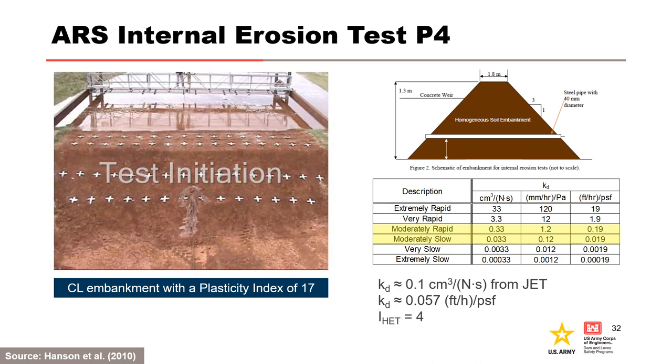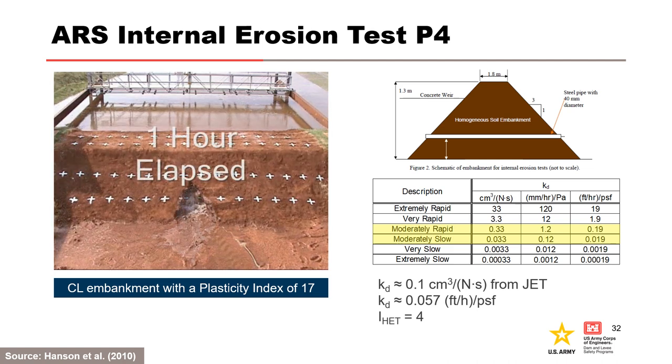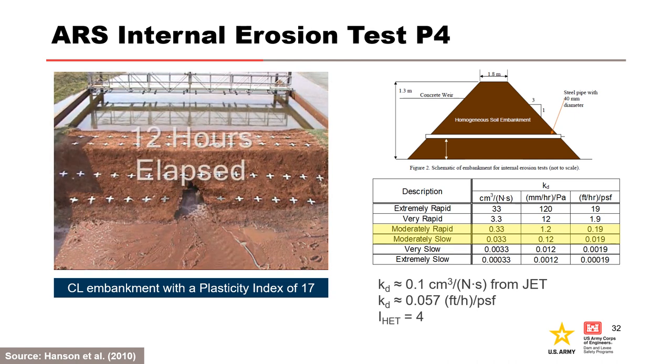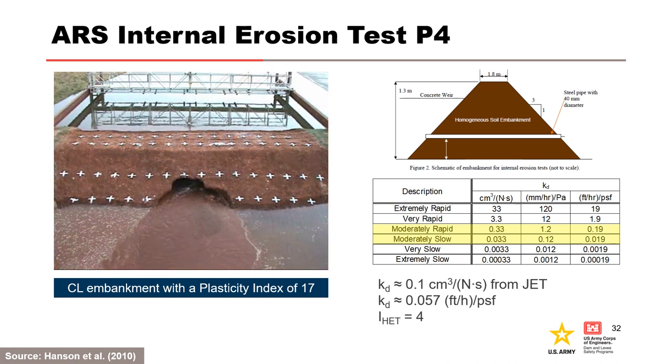The next video shows field testing on a moderately erosion-resistant material with a moderately slow rate of erosion. The erodibility coefficient is 3 orders of magnitude less than the test on the previous slide. The flow path on the downstream side expanded, but did so very slowly over a period of 72 hours prior to termination of the test.